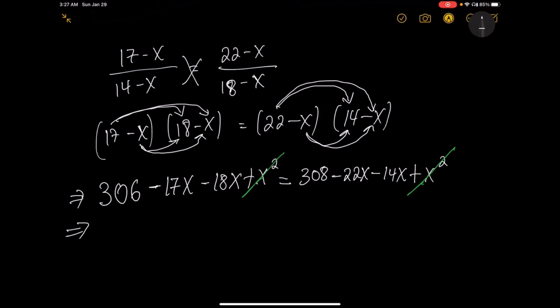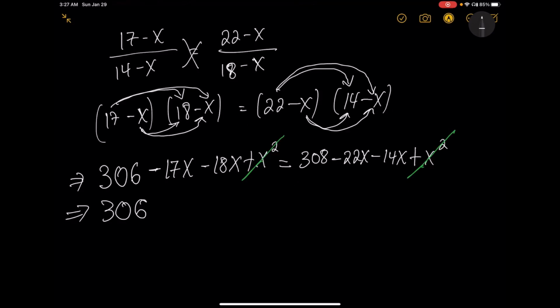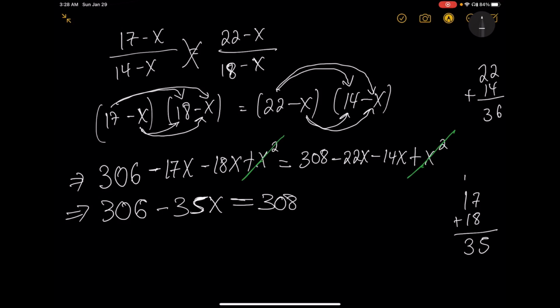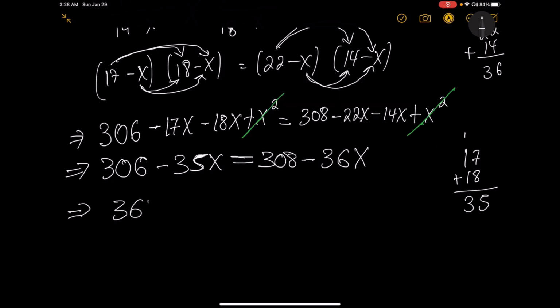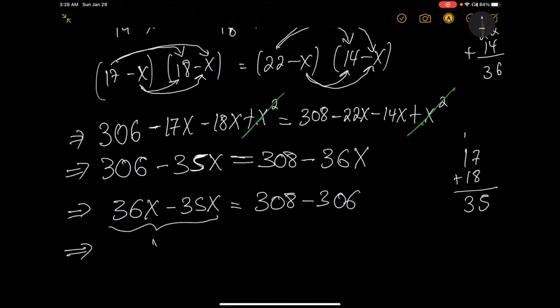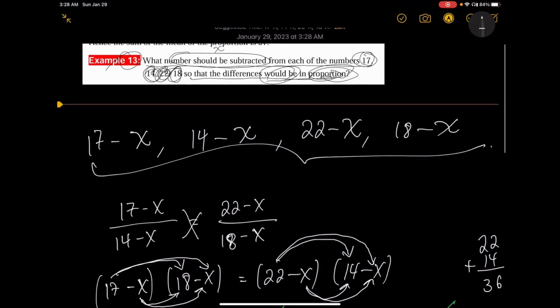By subtracting x squared on both sides, we get 306, and 17 plus 18 is 35, so negative 35x is equal to 308, and 22 plus 14 is 36, so negative 36x. This implies 36x minus 35x is equal to 308 minus 306. This implies x is equal to 2.